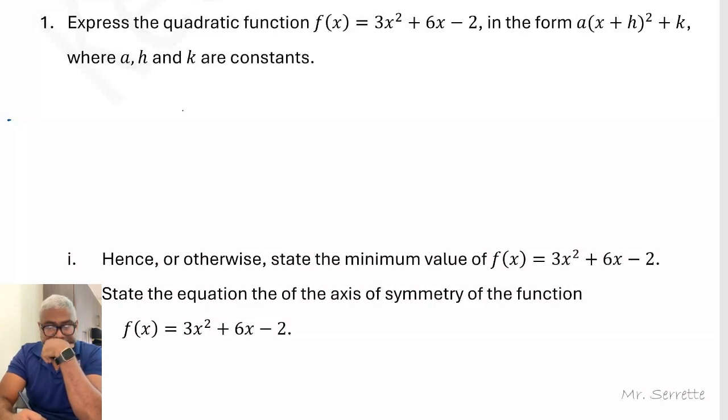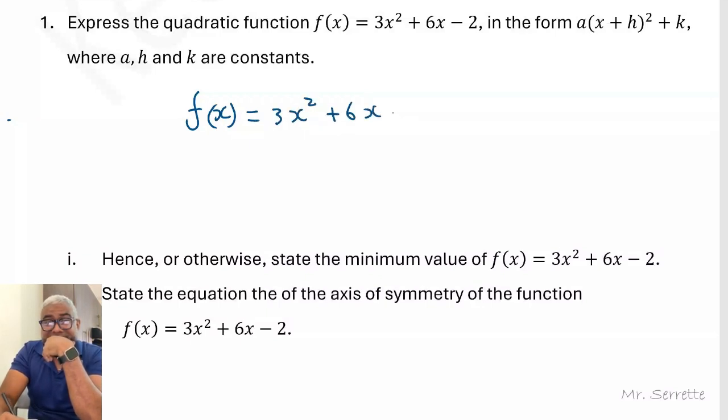3x squared plus 6x subtract 2. F of x is equal to 3x squared plus 6x minus 2. This is my quadratic function. I told you on the very first line, a quadratic function is of the form ax squared plus bx plus c. You all see that this is of that form? Right, let's work.